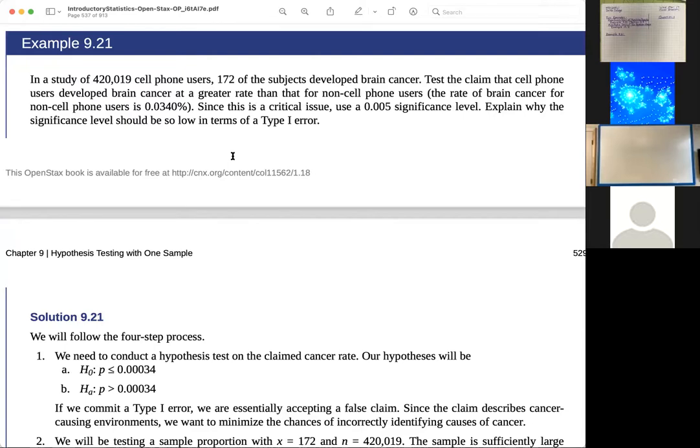So it says that the rate of brain cancer for non-cell phone users is 0.0340%. Now pay attention, that doesn't say 3.4%. That says 3.4 one-hundredths of 1%. So not even 1 in 100, not even 1 in 1,000. 3.4 people in 10,000 ordinarily develop brain cancer. It's relatively rare, thankfully.